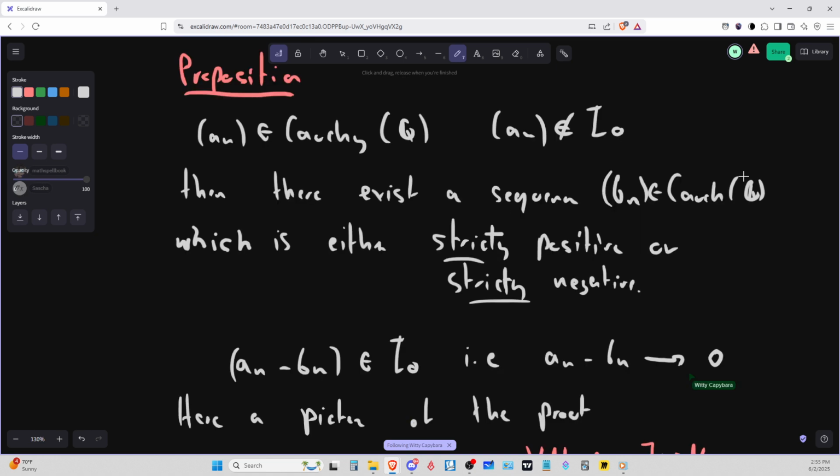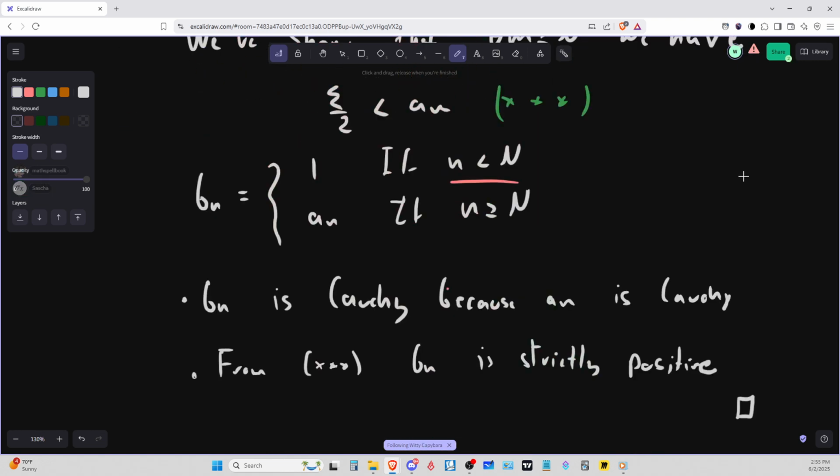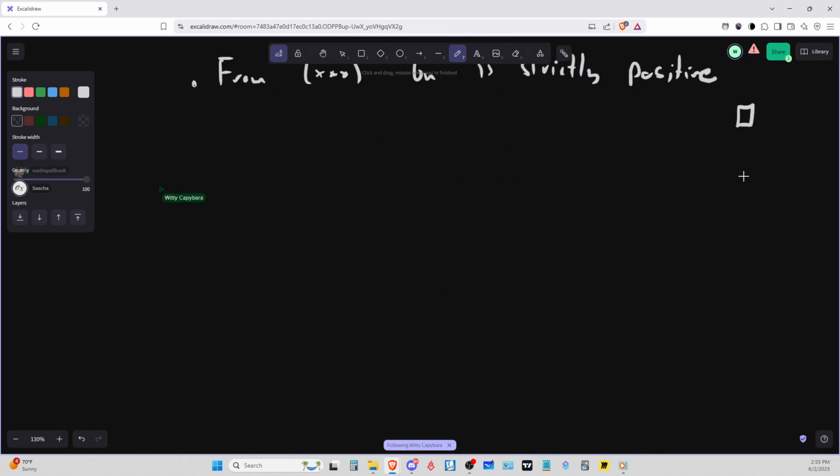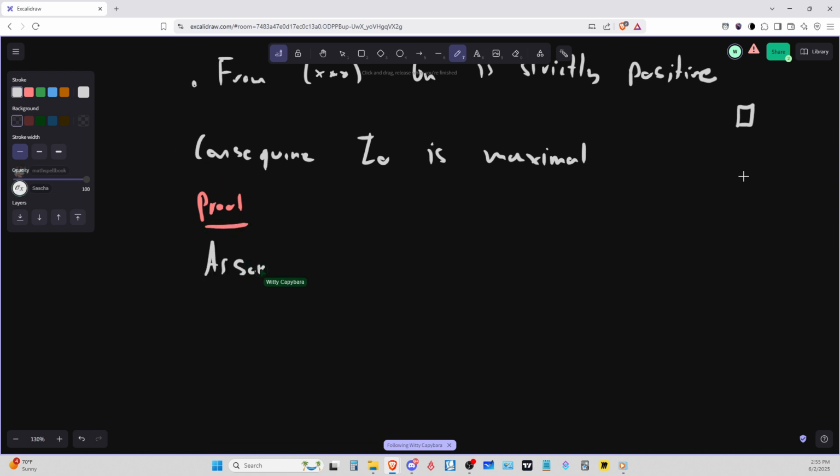And now I'm going to show you why this implies maximality of I0. Consequence: I0 is maximal. And you sort of see how those proofs usually go. Usually what you do is you assume otherwise.